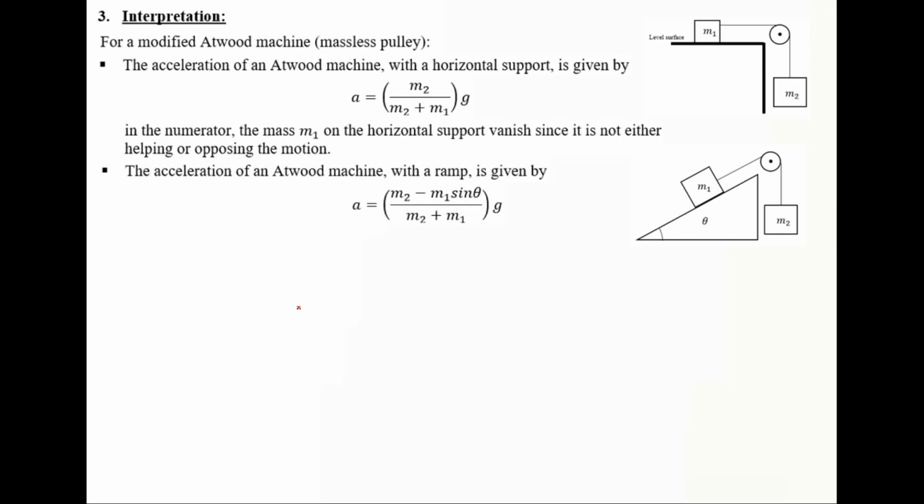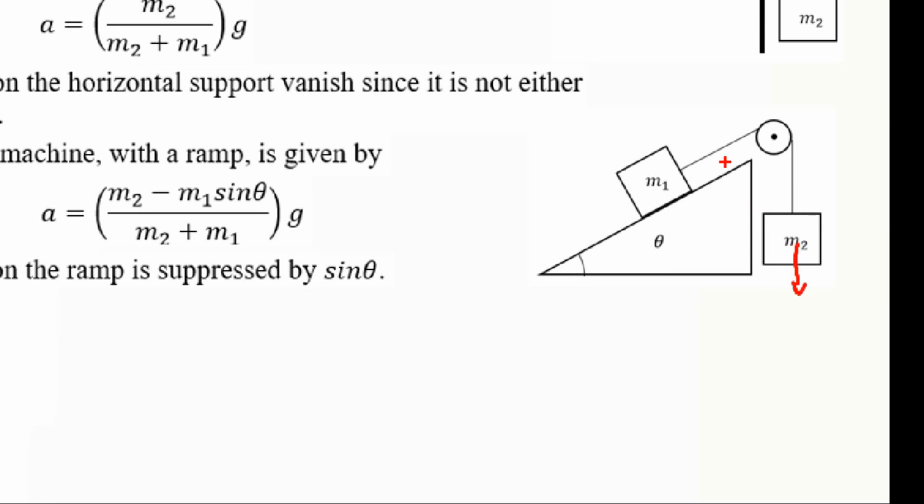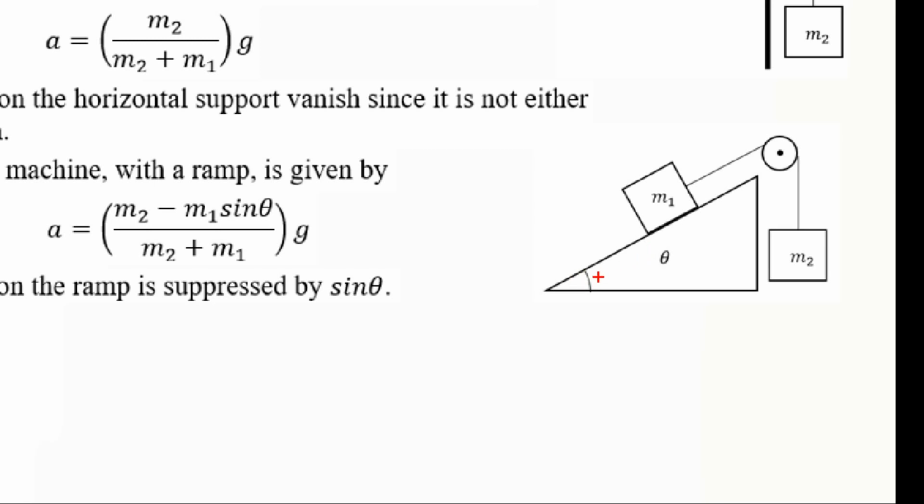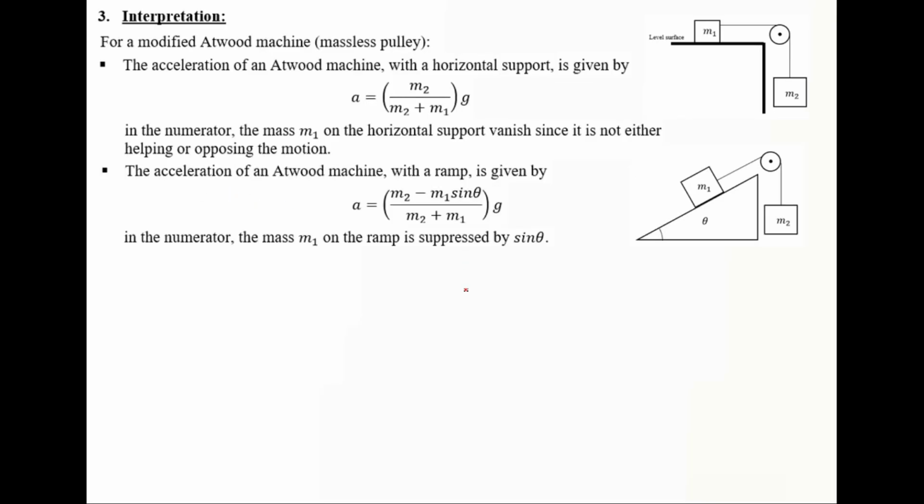The acceleration is given by m2 minus m1 sine theta. In the numerator, the mass m1 on the ramp is suppressed by sine theta. So we're supposing here that this is moving down, this is moving up. So this is helping the motion, it's preceded by a plus sign. This is opposing the motion, it's preceded by a minus sign. But we need to make the modification and multiply by sine theta due to the inclination of the ramp. So for any mass that slides partly vertically along a ramp inclined by theta, the modification that would be done in the numerator is that it would be multiplied by sine theta.